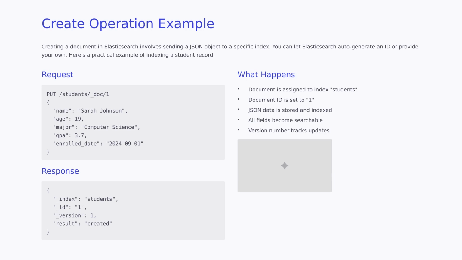By issuing a PUT request to /students/_doc/1, we input details like name, age, major, GPA, and enrollment date. The response confirms the document's creation in the students index with the ID 1. This process not only stores the JSON data but also makes all fields searchable, with version tracking for updates. In essence, each piece of information seamlessly slots into Elasticsearch, ready to be discovered.